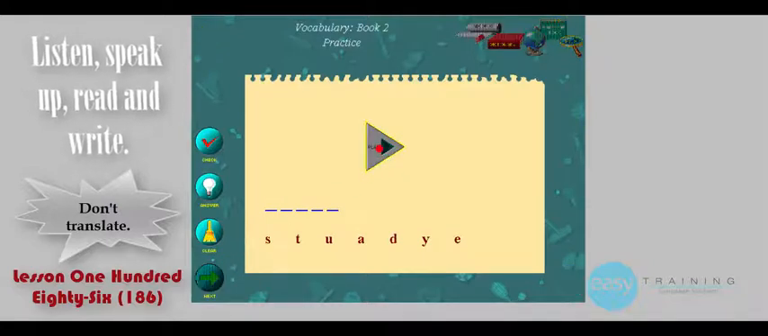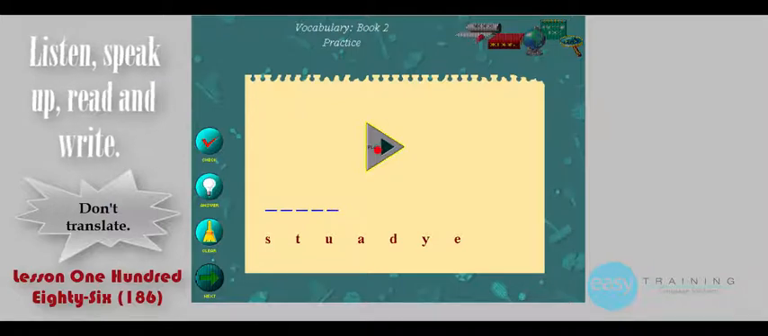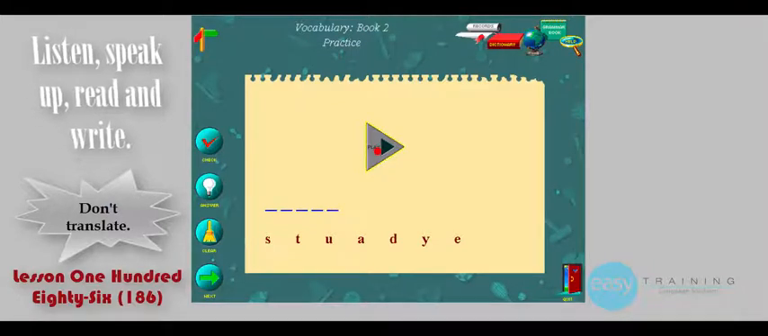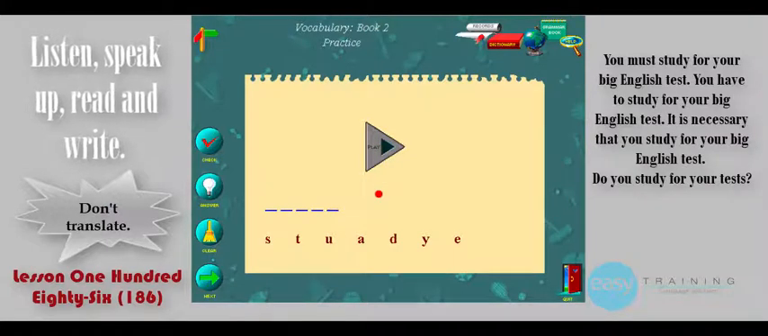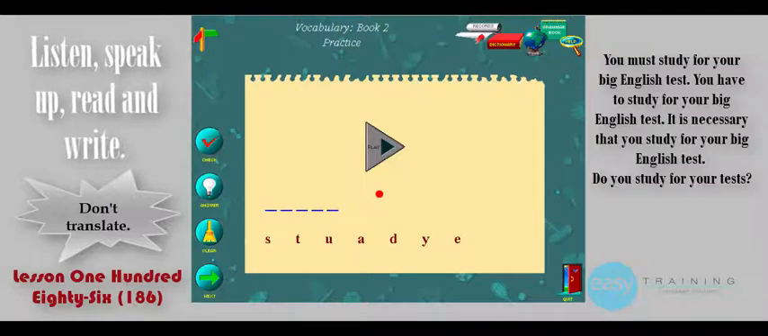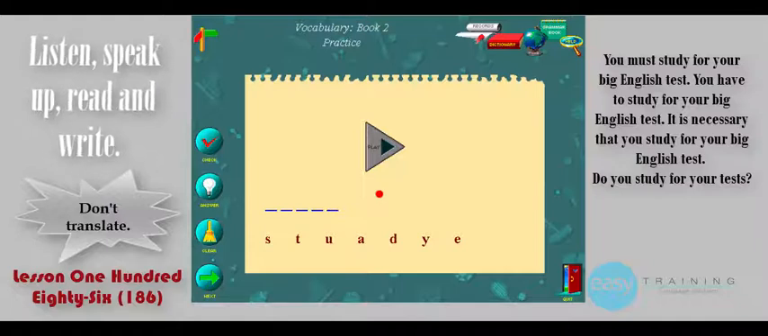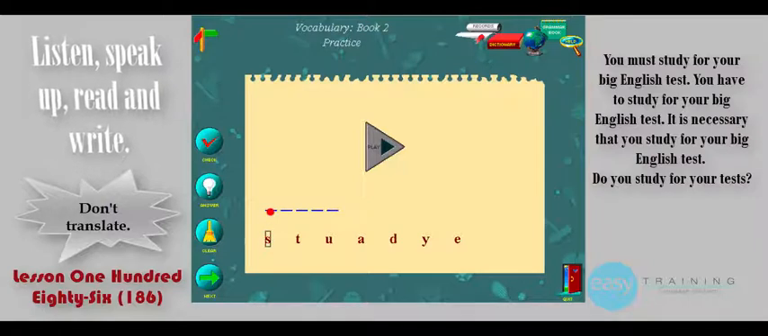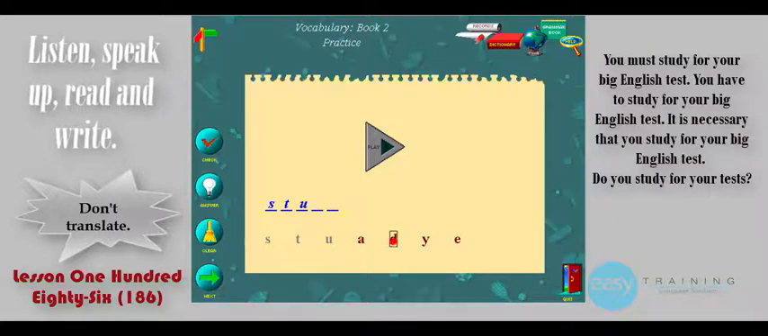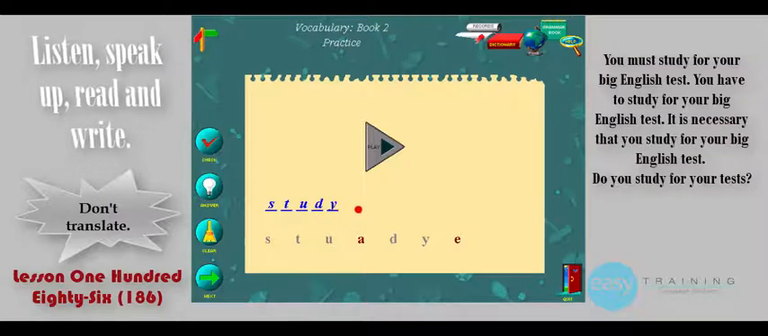Listen. Study. You must study for your big English test. The man says, you must study for your big English test. You have to study for your big English test. It is necessary that you study for your big English test. How do you spell study? That's S-T-U-D-Y. Do you study for your tests?